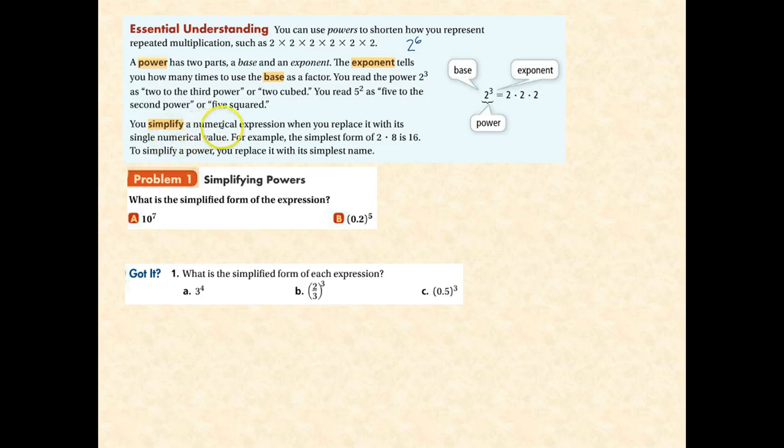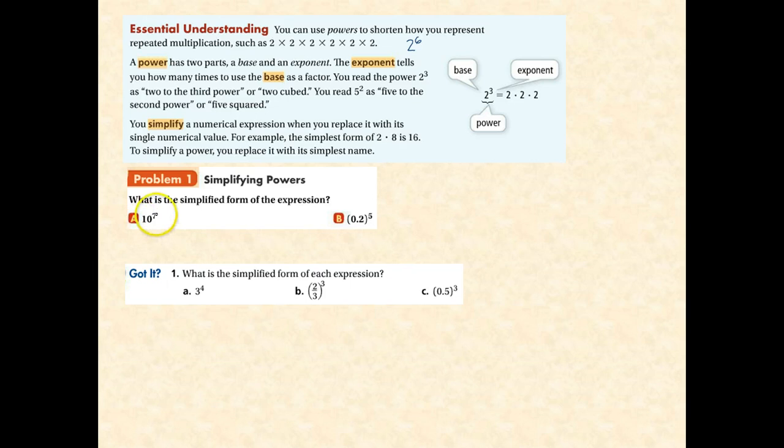You can simplify a numerical expression when you replace it with its single numerical value. For example, 2 times 8, if we simplify that, we call it 16 because it's more simple. To simplify a power, you replace it with its simplest name. So what's the simplified form of 10 to the 7th?